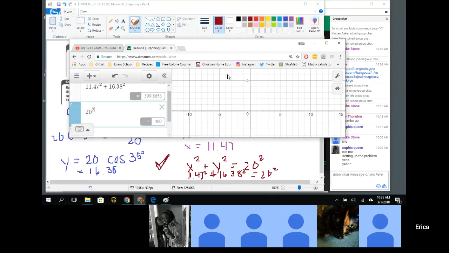Now with these problems, you do end up with a lot of slight rounding errors. So I would have to go out a couple more decimal places on each of my side lengths in order to get it to be exact. But we can say that we're pretty confident that that's correct, right?